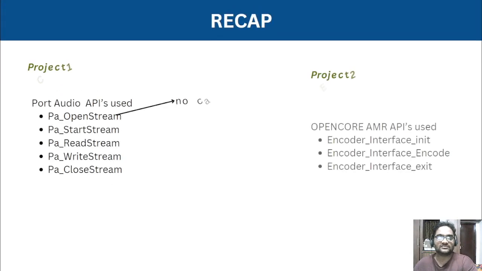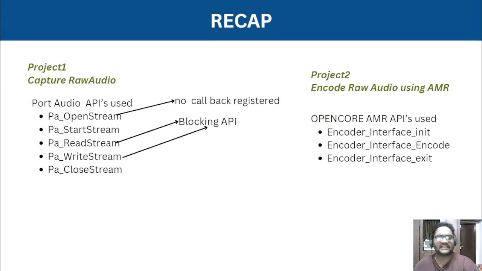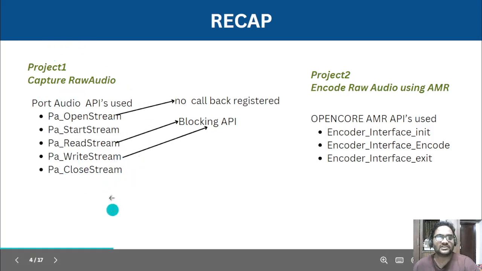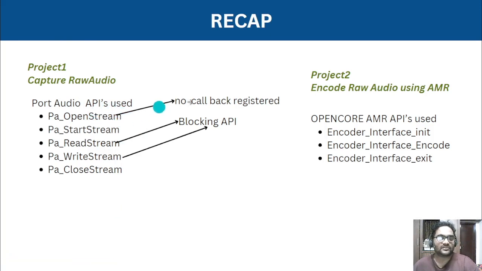Okay, so far good. Now let's quickly recap what we have done, our project one and project two. Project one is where we capture raw audio using the PortAudio framework, and these are the specific APIs we are using. One thing we need to remember is that in open stream we are not using any callback, and the read stream and write stream are blocking APIs.